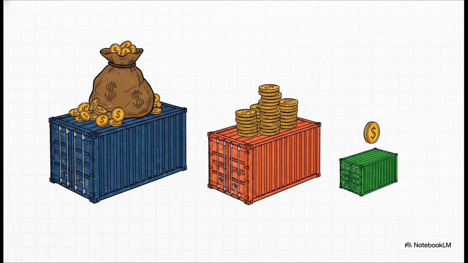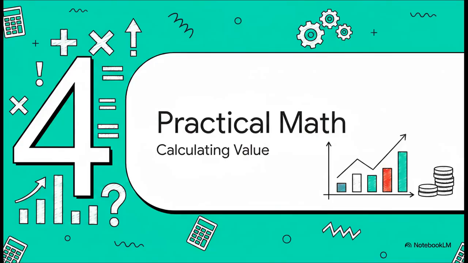Let's make this super concrete. A standard lot is the big one, usually controlling 100,000 units of currency. A mini lot is a step down at 10,000 units, and a micro lot is the smallest at just 1,000 units. Understanding these 3 tiers is exactly how you start actively managing your risk. And that leads us perfectly into Section 4, step-by-step practical math.